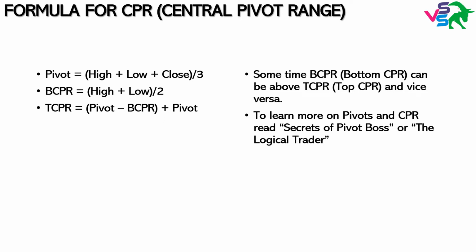Central pivot range. Pivot points are the same for CPR also, but it comes with two additional features: top CPR and bottom CPR. The formula for calculating the same is given here. How it is useful we will explain in the next slide. By the use of this top and bottom CPR, one can determine the range of CPR. Normally, wide CPR, narrow CPR, engulfing CPR, etc. Sometimes BCPR, bottom CPR, can be above TCPR, top CPR, and vice versa. To learn more on pivots and CPR, read Secrets of Pivot Boss or The Logical Trader.